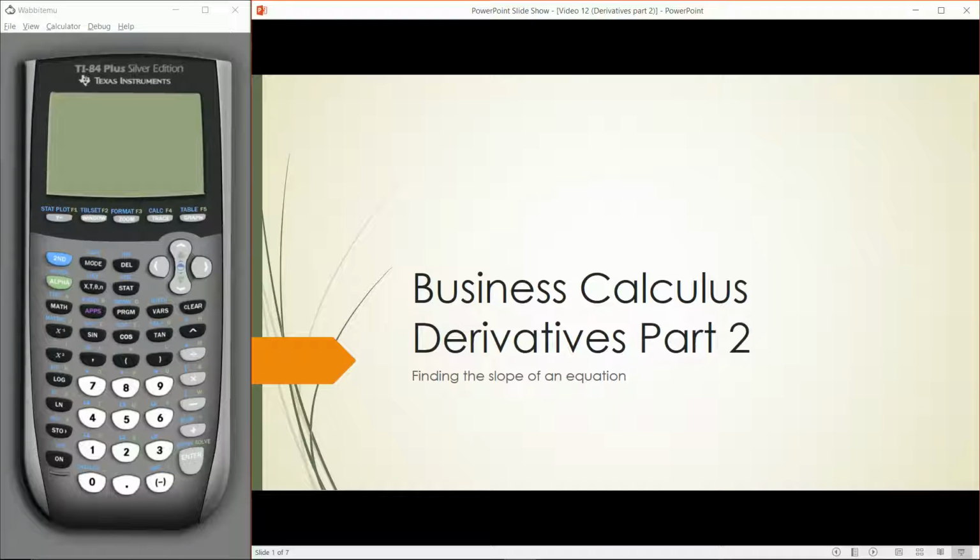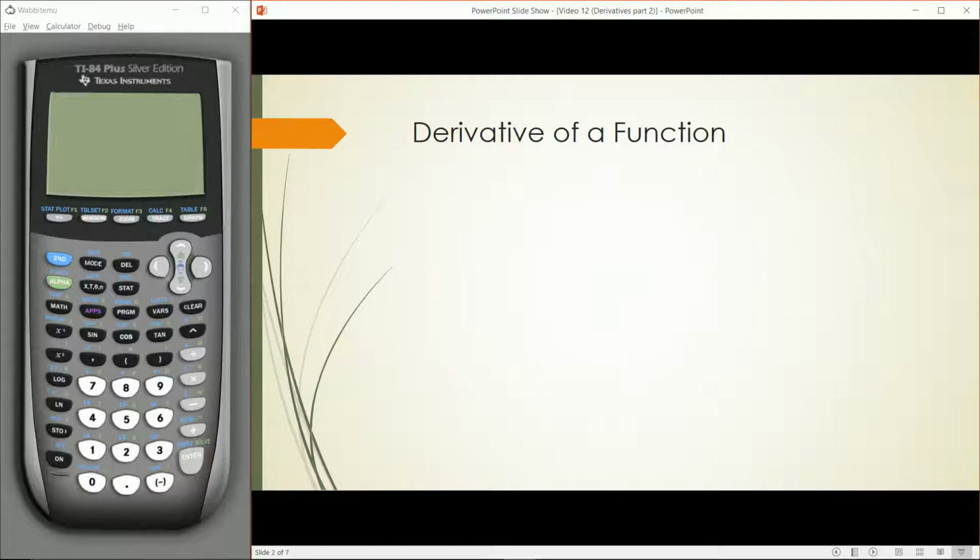Hello everybody. This video is the second part discussing derivatives. Now, the first video talked about finding the derivatives of a function at a given point. This video is going to discuss finding the derivatives of a given function for the entire function. So, it might sound more complicated, but it's not that much different.